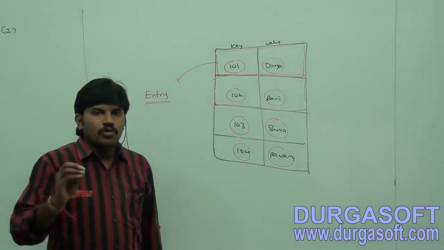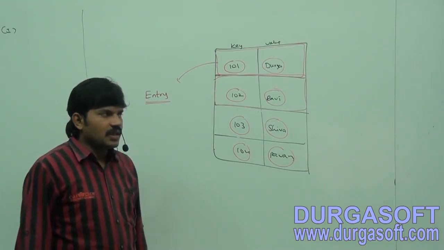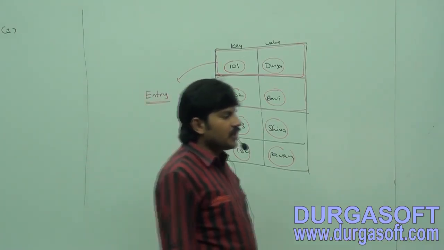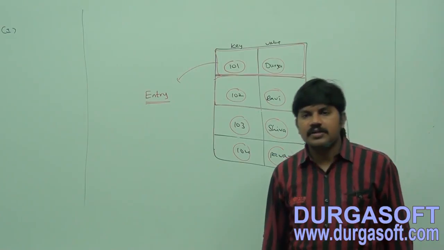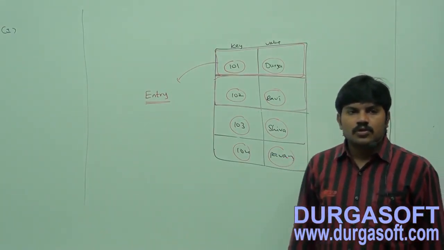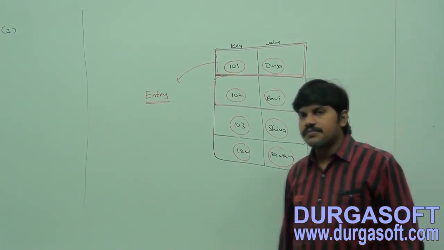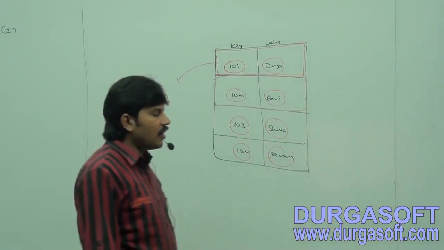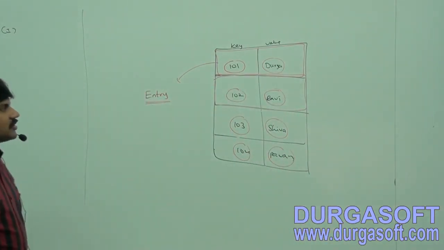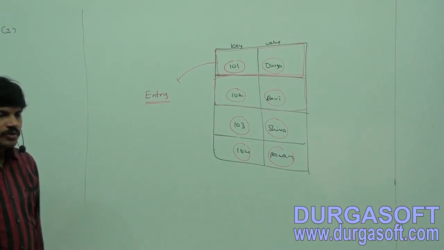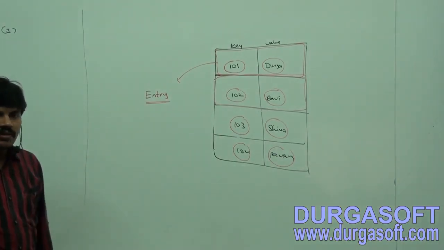Next, duplicate keys are allowed or not allowed? Duplicate keys are not allowed. But values can be duplicated. Duplicate keys are not allowed, but values can be duplicated.